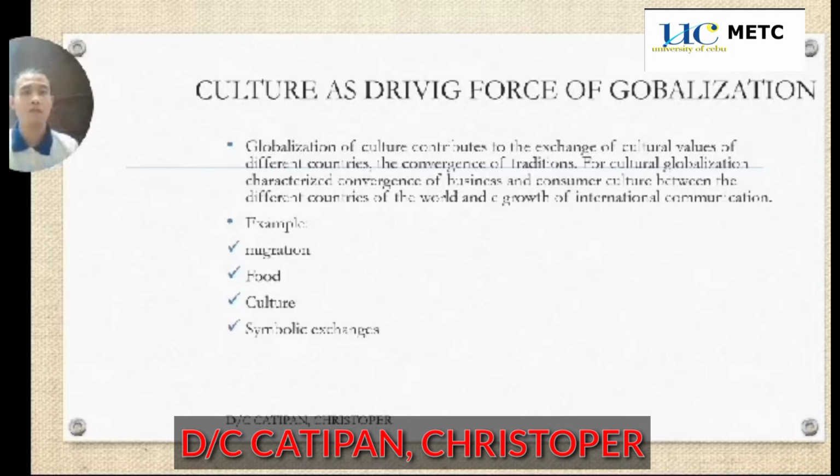Next is food. As for food, it spreads culture because food is often used as a means of retaining cultural identity. People from different cultural backgrounds eat different foods, and the areas in which families lived and where their ancestors originated influence food likes and dislikes.